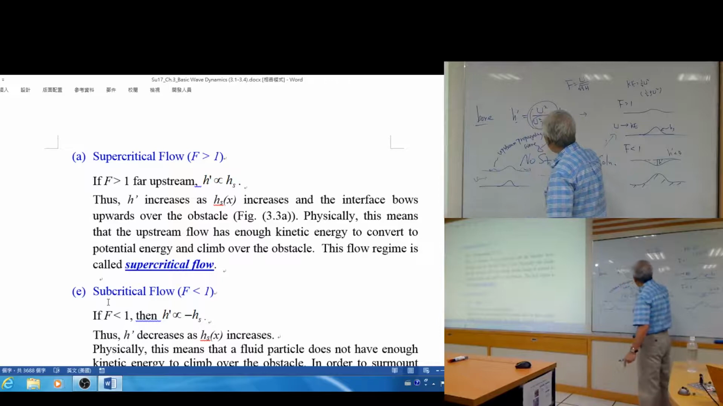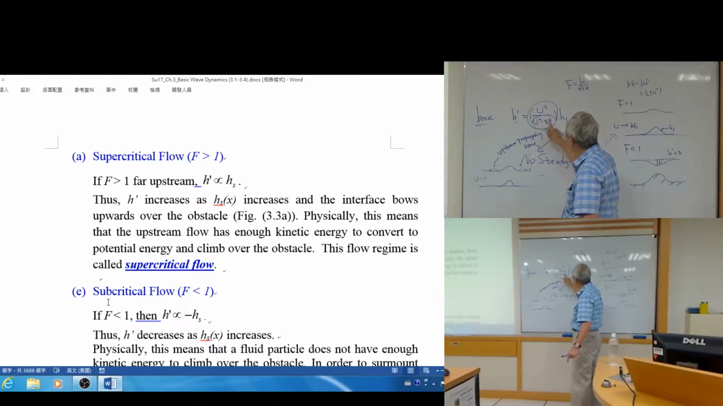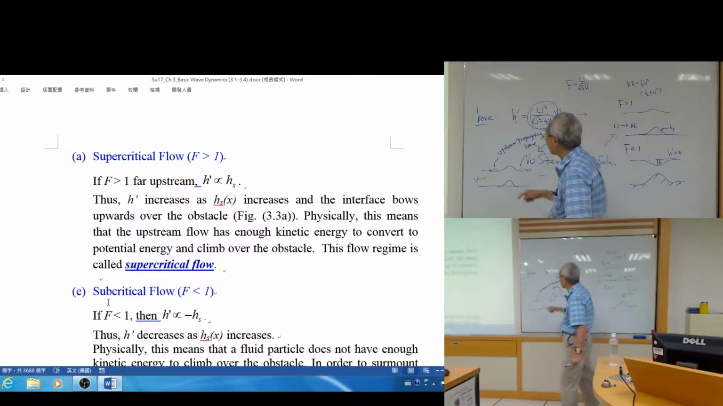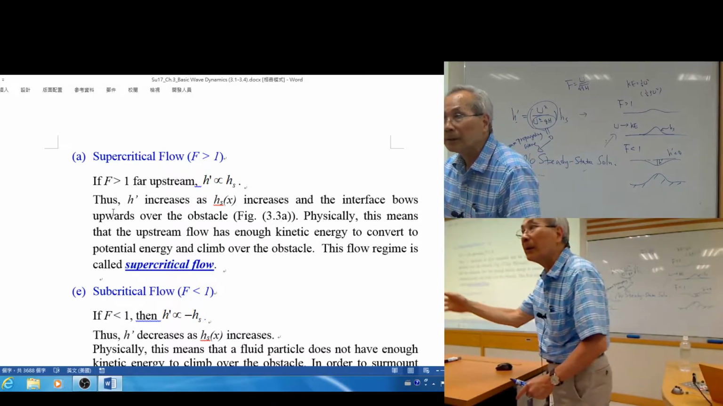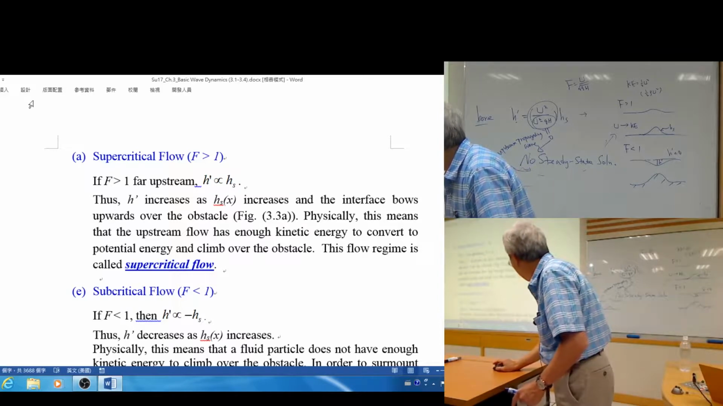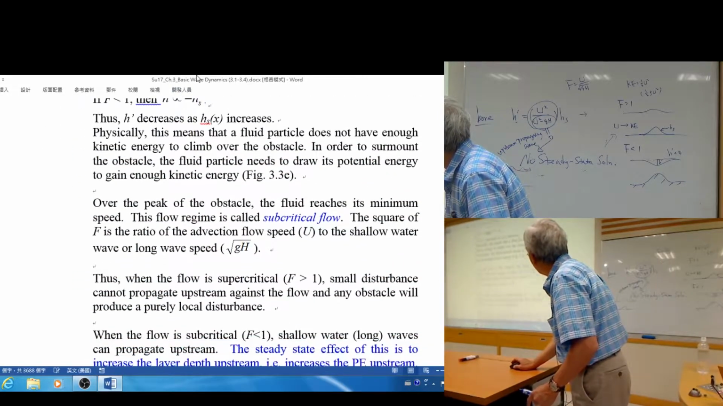That's called supercritical because this is critical, right? Equal to 0 is critical. If U squared is greater than GH, that means the flow number is greater than 1, and that's called supercritical, because this is the critical state. If U squared is less than GH, that's below the critical. That's called subcritical. So we are done with those. Any questions so far? Oh, subcritical.